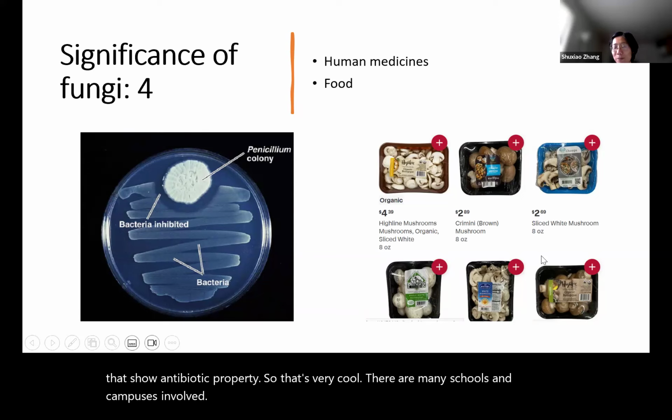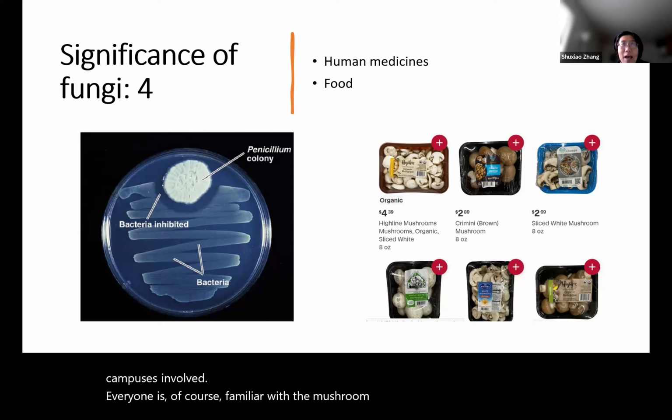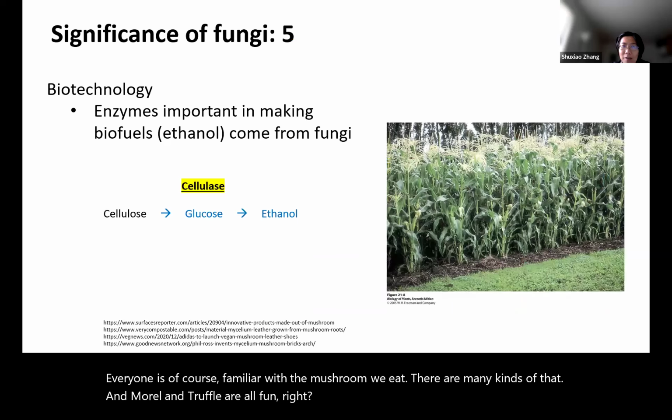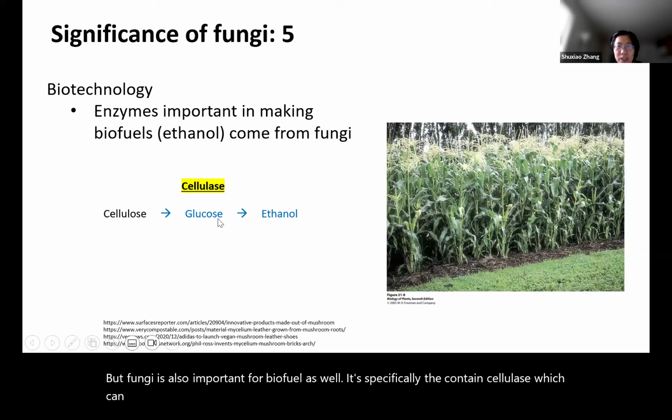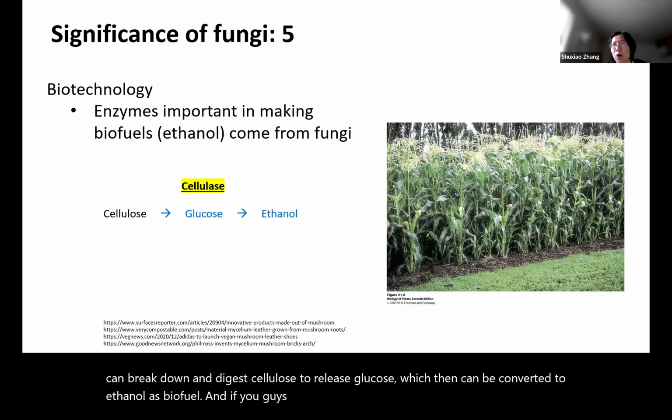Everyone is, of course, familiar with the mushroom we eat. There are many kinds of that. And morel and truffle are all fungi. But fungi is also important for biofuel as well. Specifically, they contain cellulase, which can break down and digest cellulose to release glucose, which then can be converted to ethanol as biofuel. And if you guys recall from week 2, cellulose is one of the most abundant biopolymers in the world.